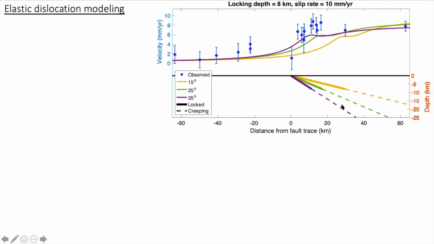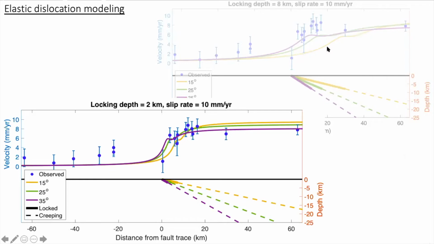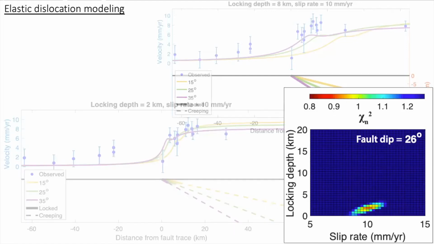We can see how the results of these different parameters affect the fit to the data up here. So the more shallowly dipping fault, this yellow one, leads to this more drawn out profile of surface velocities, whereas the more steeply dipping purple fault leads to this profile of velocities. We can get better fits to the data. So here's a locking depth of 2 kilometers, which is similar to what came out of the block models, and a slip rate of 10 millimeters per year dip slip.